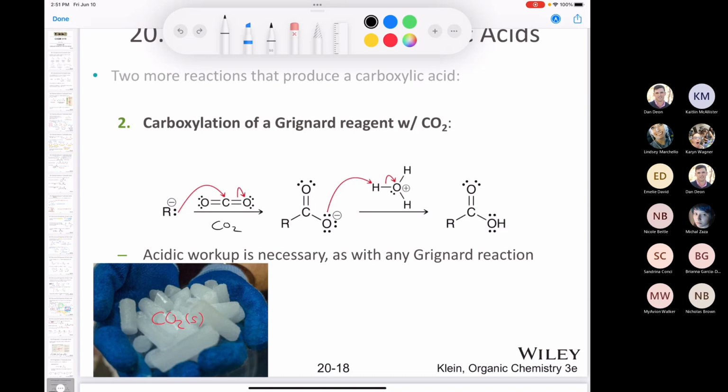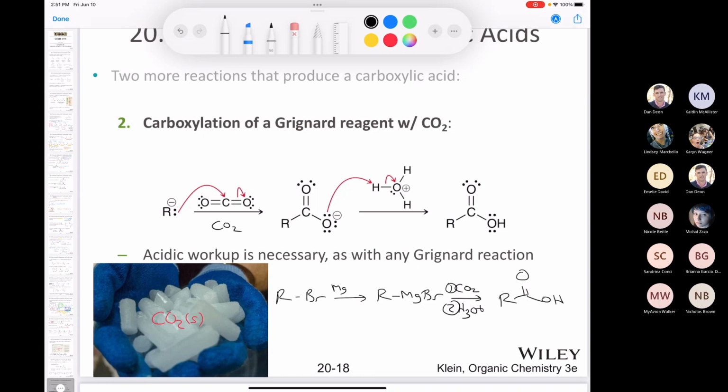So what you end up with is, let's say you had some kind of alkyl halide, you would treat that first with magnesium to make the Grignard reagent, like this, I'll just say RMgBr. Then, if you treat that with 1, CO2 and 2, aqueous acid, then you end up with a carboxylic acid, my friend.